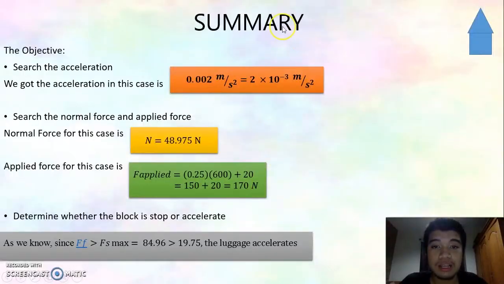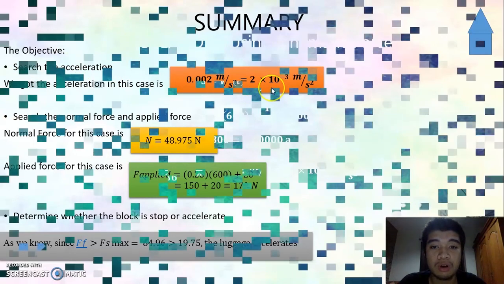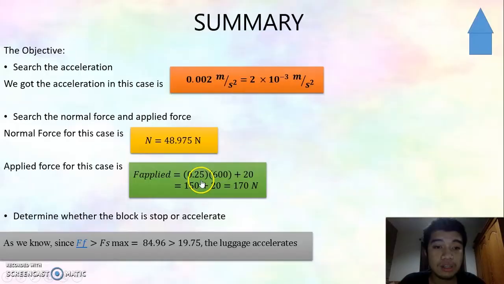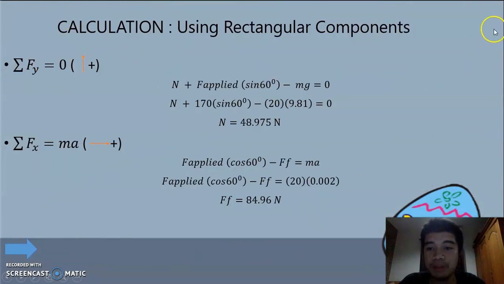Hence, this is the last part, the summary. The summary is very related to the objectives chosen by our group. The first objective is to find the acceleration. We got the acceleration in this case as 0.02, or 2 times 10 to the minus 3 meter per second squared. We got it from the calculation using kinematics. Second is to find the normal force. We got the normal force equal to 48.975, from the calculation using rectangular components.